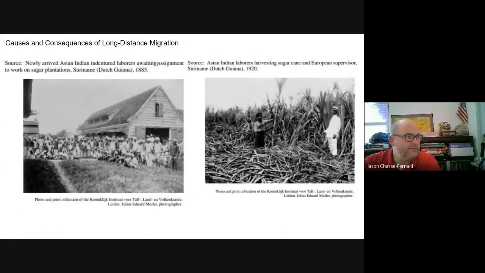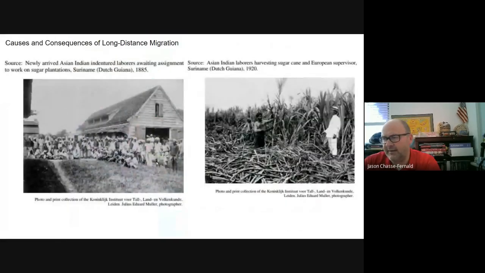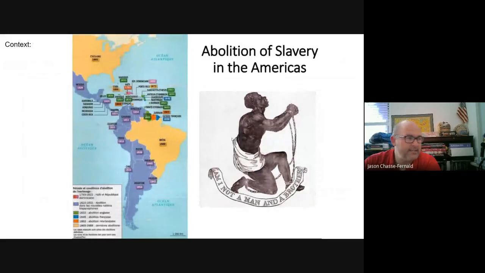So causes of long distance migration. Here are some images of long distance migration. The abolition of the slave trade is going to be a major part of this, and we talked about this back when we did, I think, topic 5.1, where we talked about migration in the Caribbean especially, after slavery is abolished.